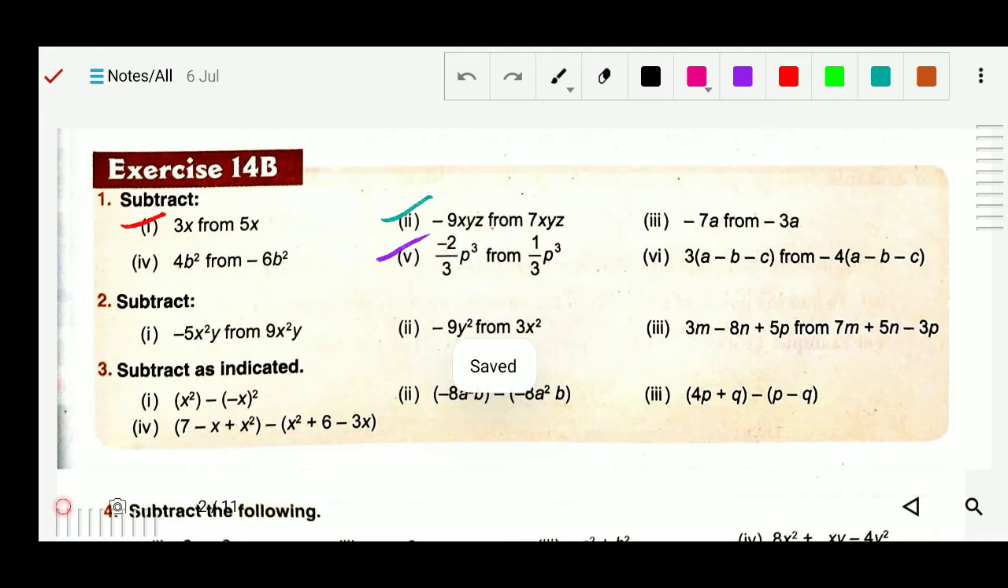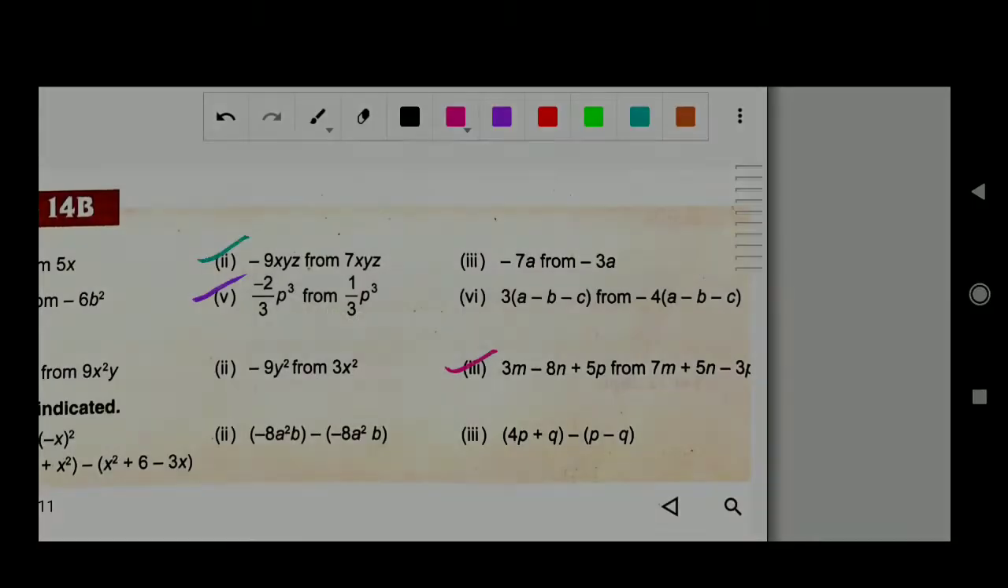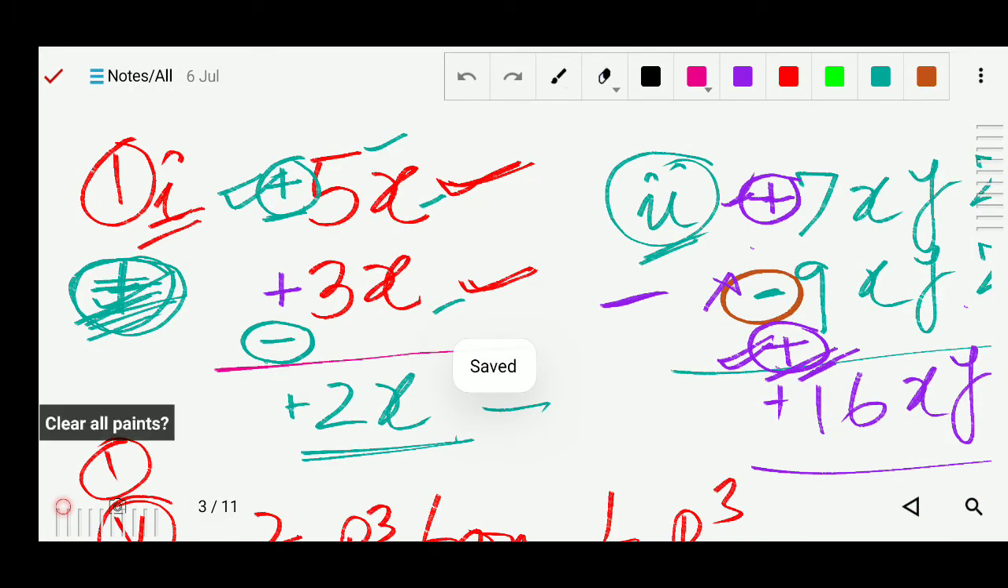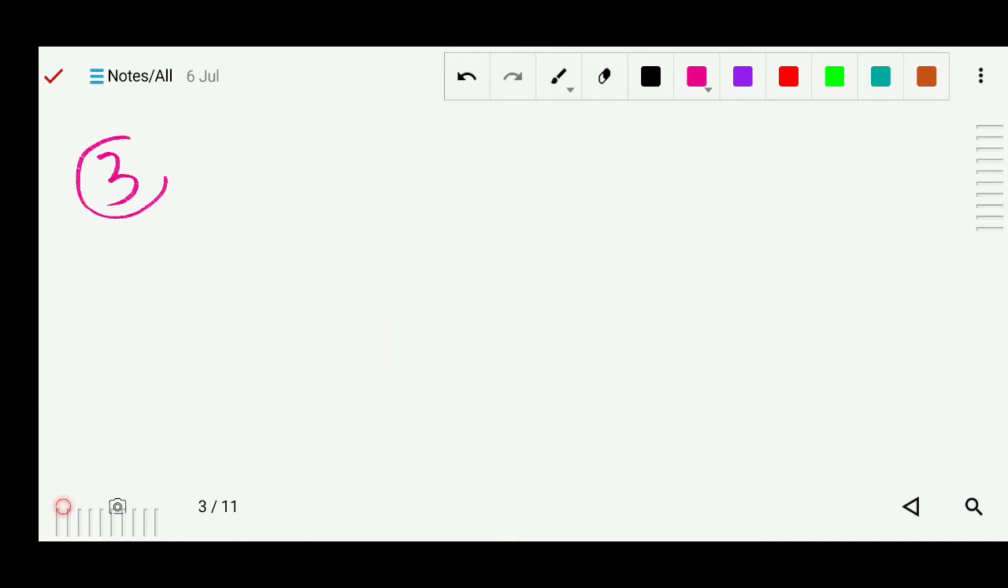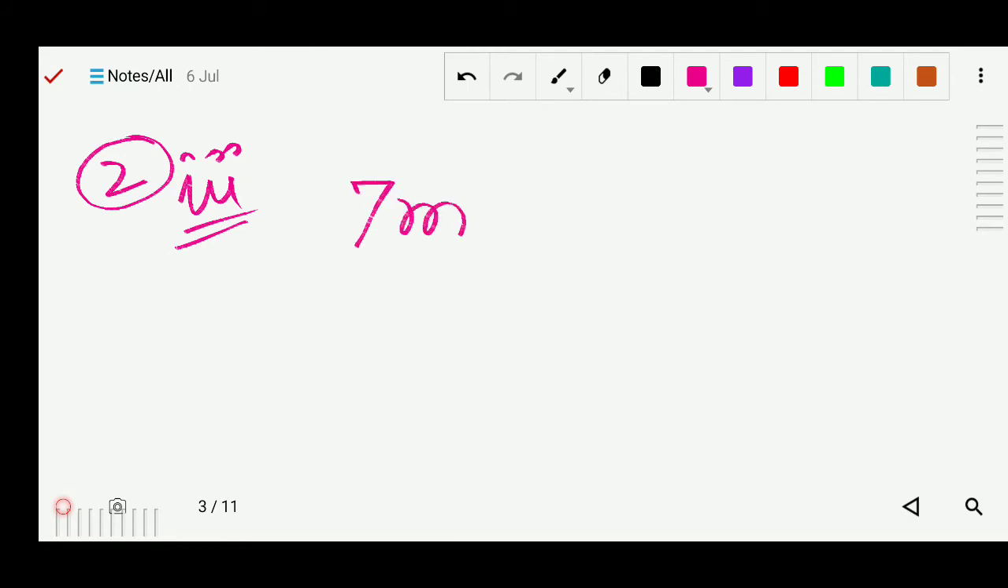Now here question number 2 we are going to solve, sub question number 3. So we have to subtract that. From 7m, so first I write the 7m, and then 5n and minus 3p.